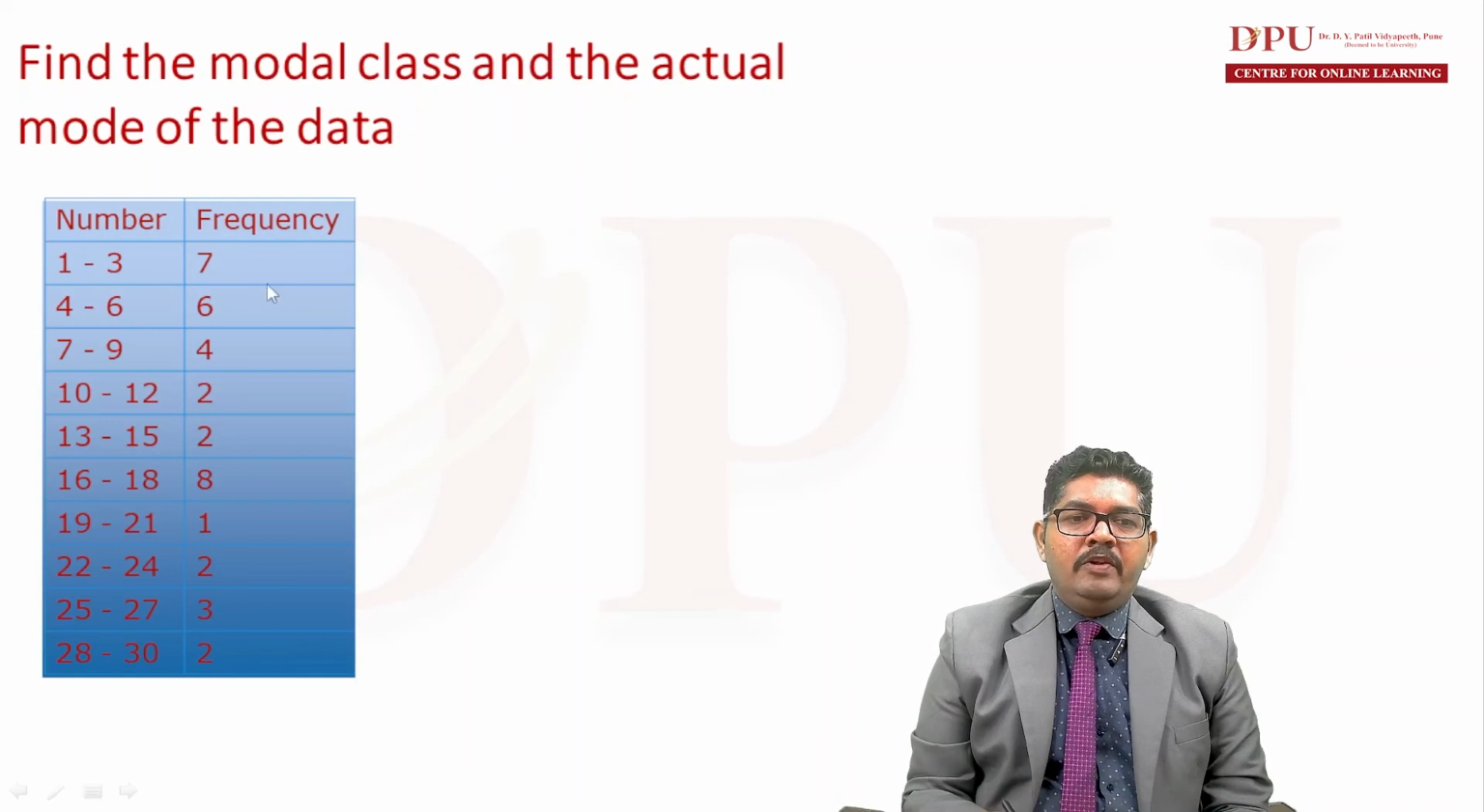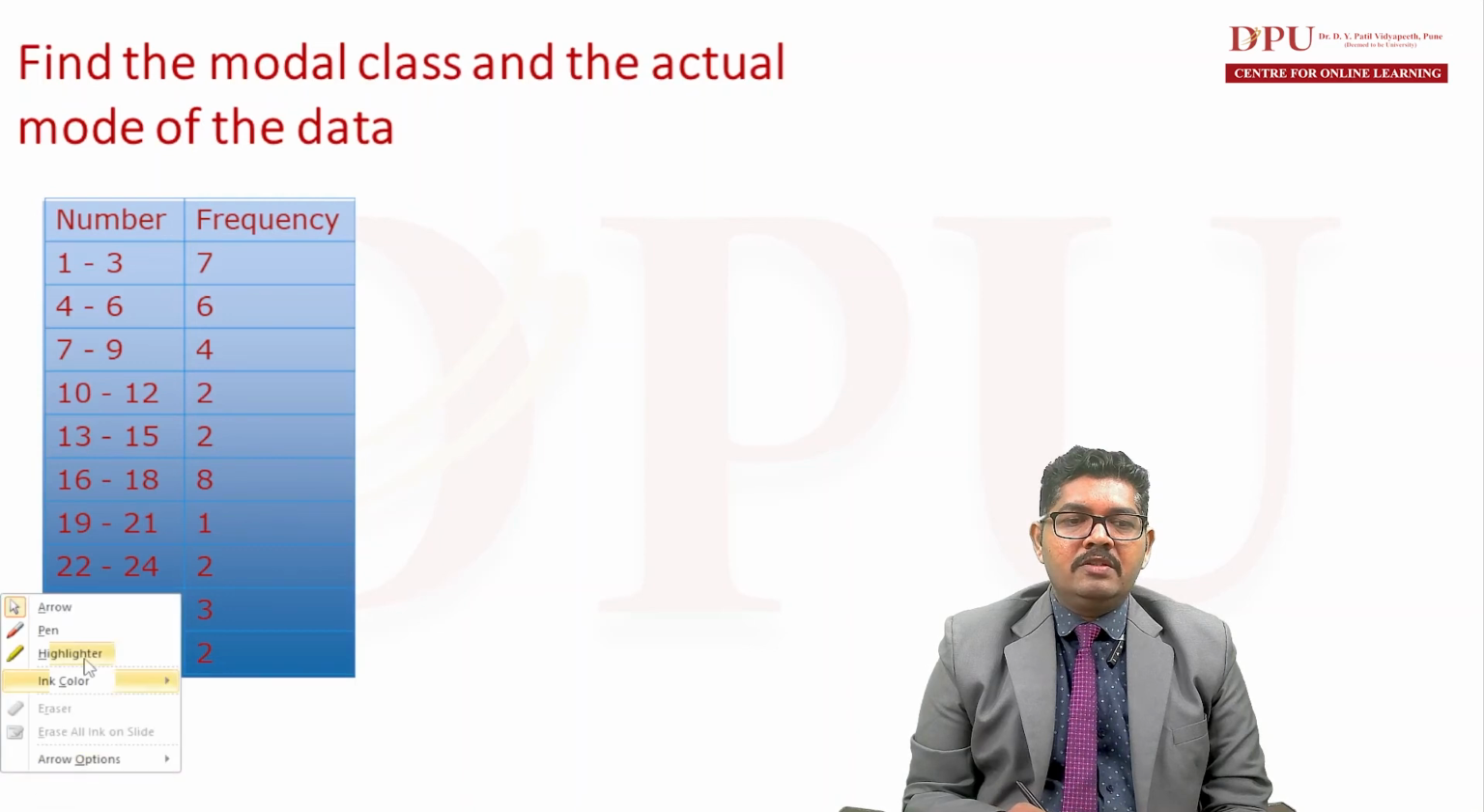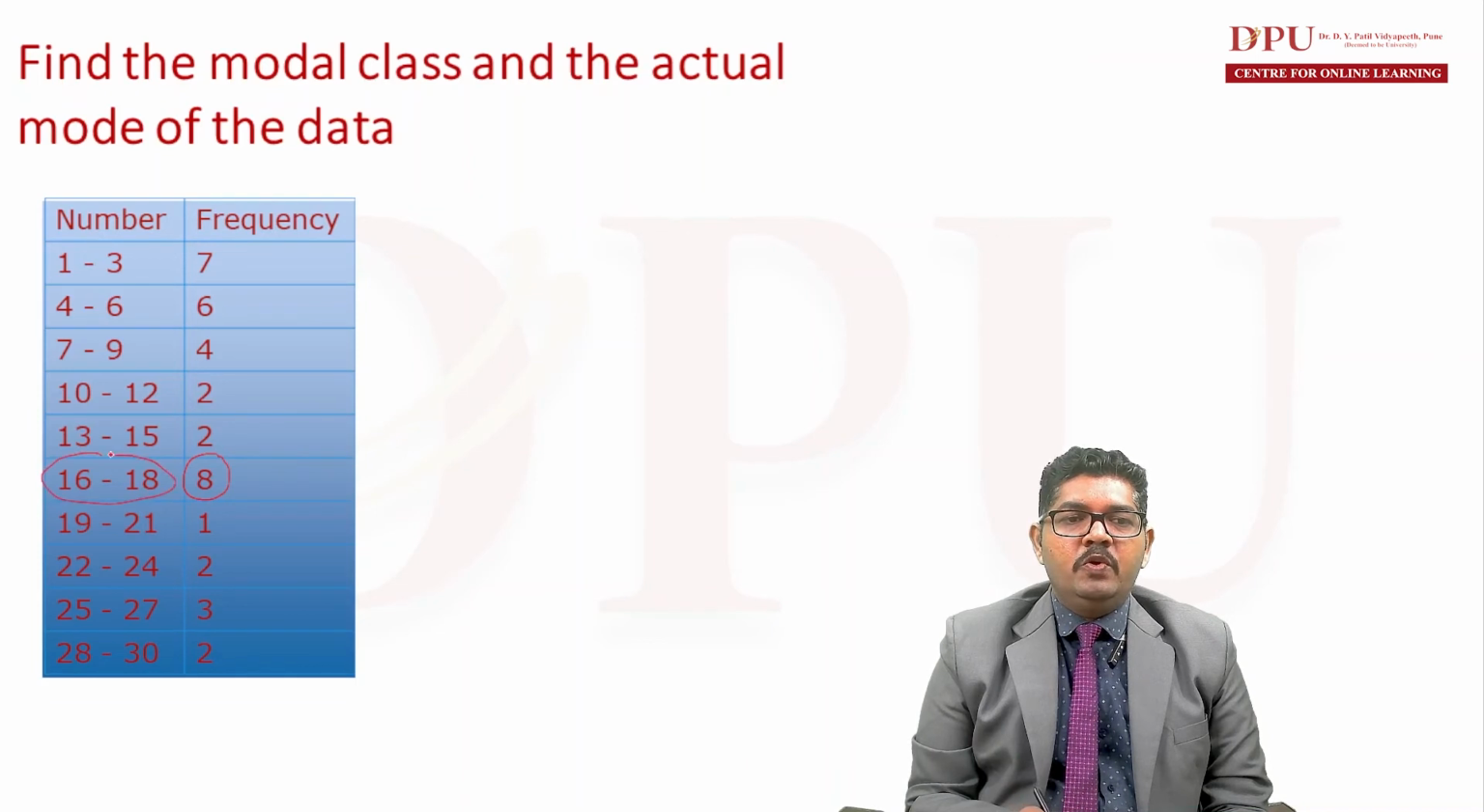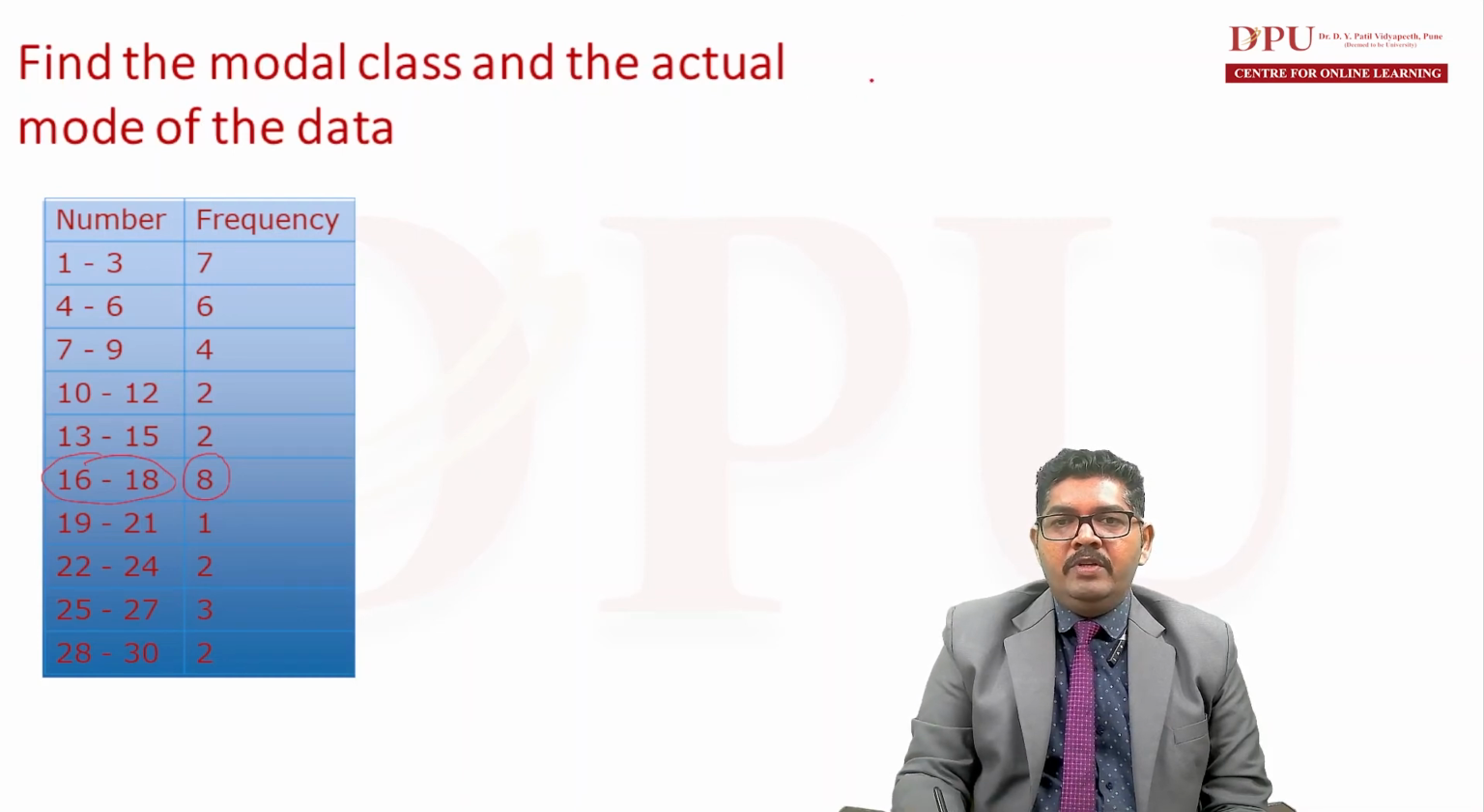So these are the frequency values. From the frequency values itself we have to judge the modal class. The class which has the highest frequency is the modal class. So in this case, this is the highest frequency, and therefore the class 16 to 18 is the modal class. Now let us put all these values in the formula which we have seen on the previous slide.